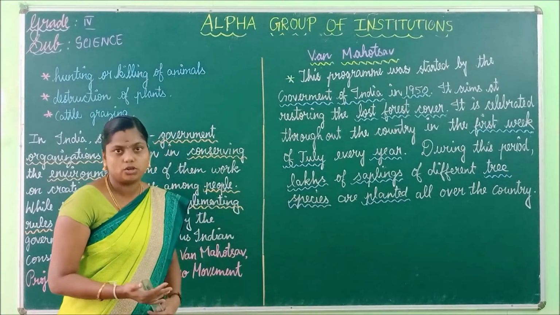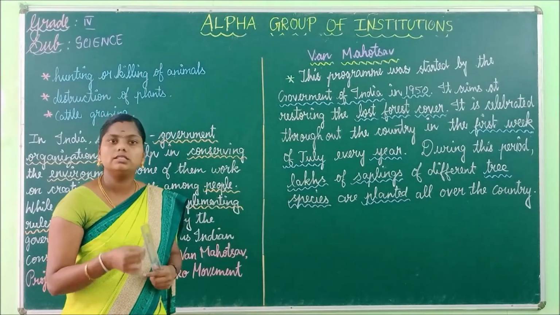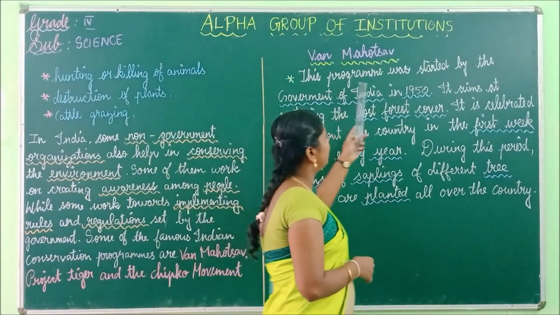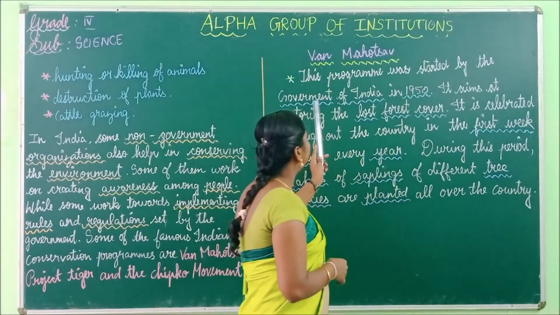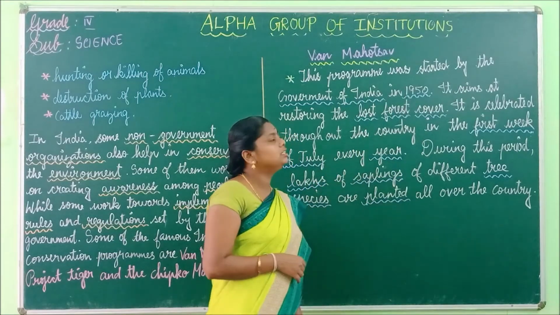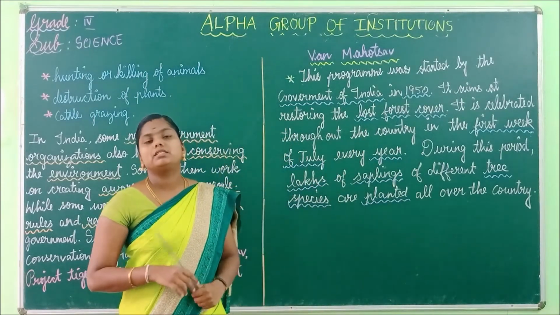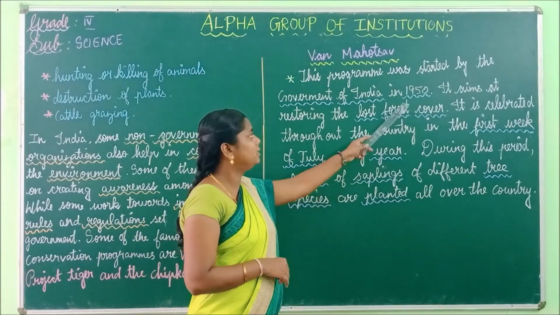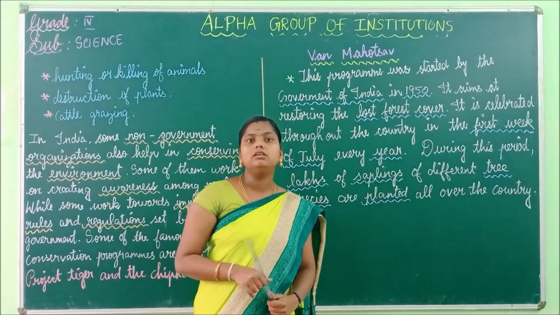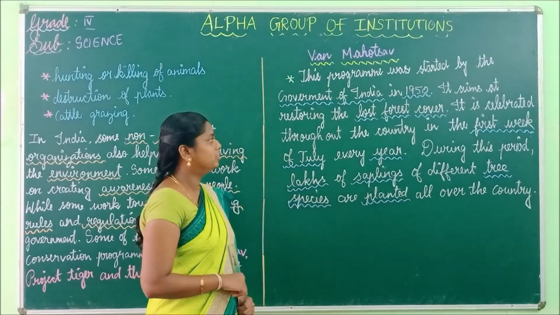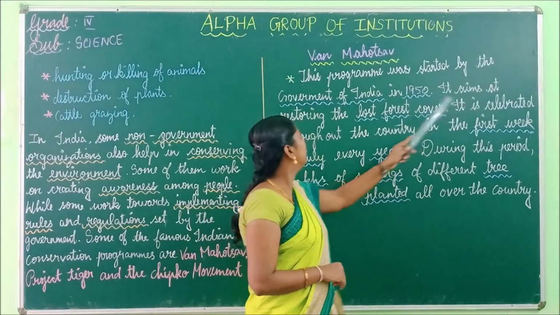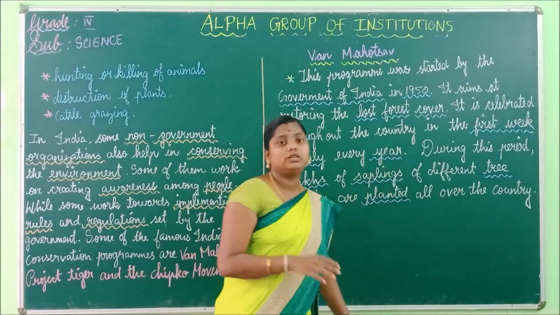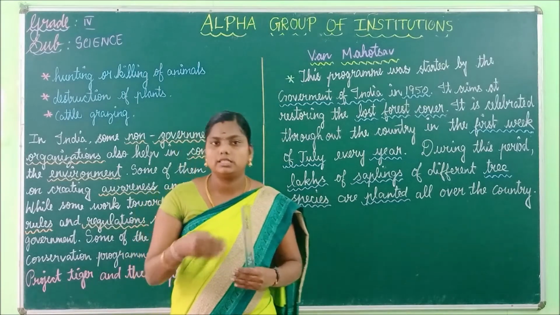So what kind of program is it? What has been done in this program by the government? This program was started by the Government of India in 1950. In the year 1950. Don't forget it, children. It aims at restoring the lost forest cover. So it aims at reforestation.